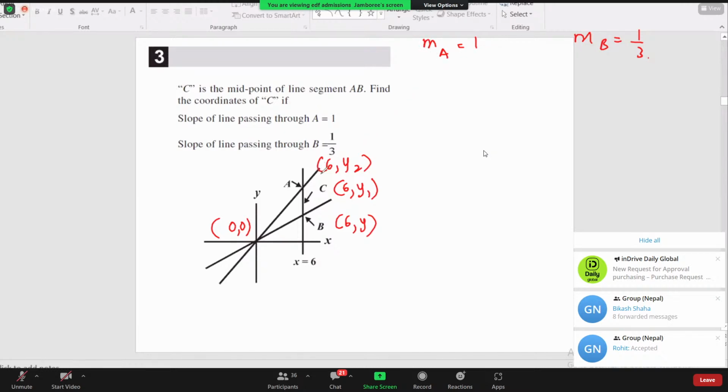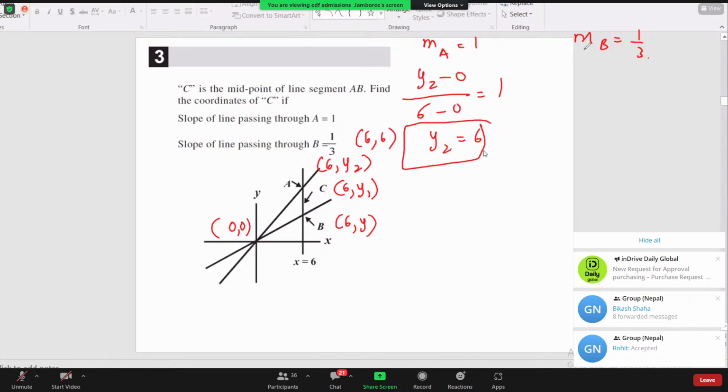The line which is passing through A is also passing through the origin. So the slope of the line passing through A and the origin will be (y2 minus 0) divided by (6 minus 0), which is equal to 1. That gives you the value of y2 as 6 itself. So this coordinate will become (6, 6).